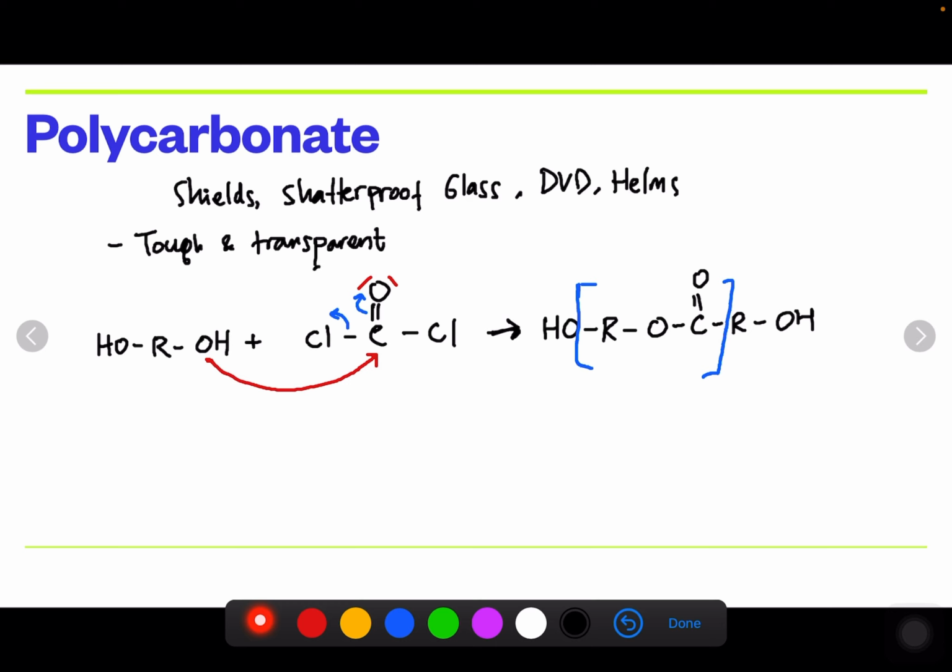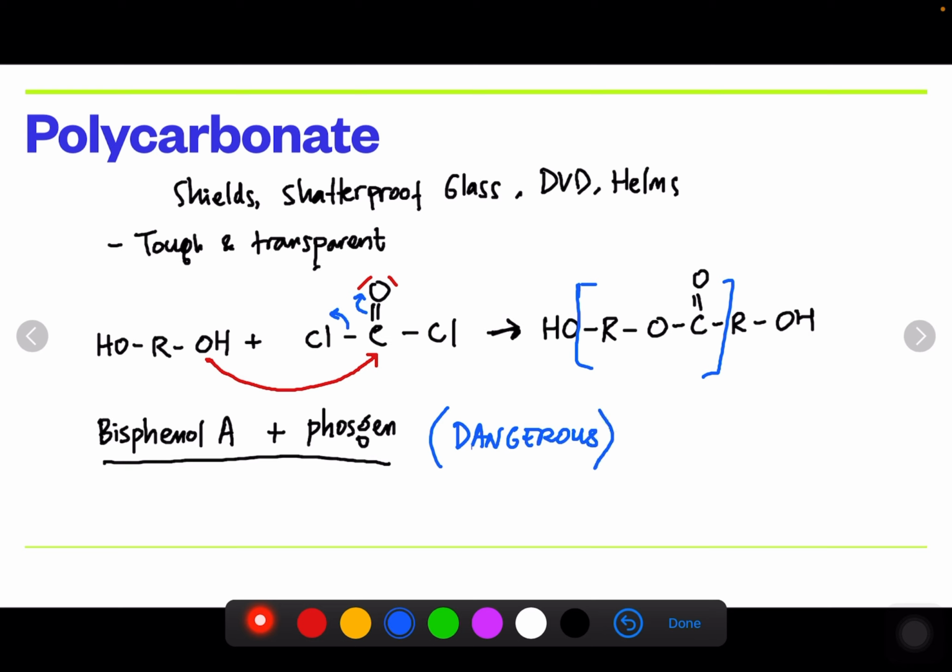Usually, to make polycarbonate, we take the alcohol, which is bisphenol A, plus phosgene. Okay, and I think I will make an assignment based on this. So I will have several questions, and one of the questions is about this bisphenol A and phosgene. We can say that this is dangerous. So one way to make polycarbonate is this bisphenol A and phosgene. Maybe later you can find what the reaction is and why it's dangerous.